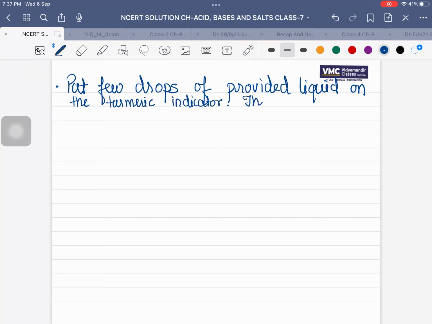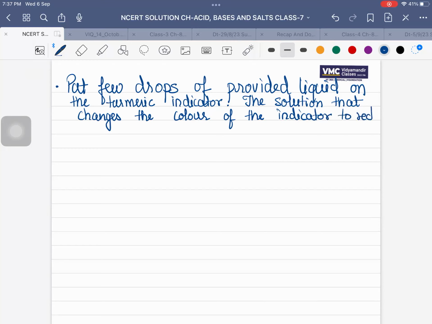So the solution that changes the color of the indicator to red is sodium hydroxide, which is a base. Next one, now make two mixtures.